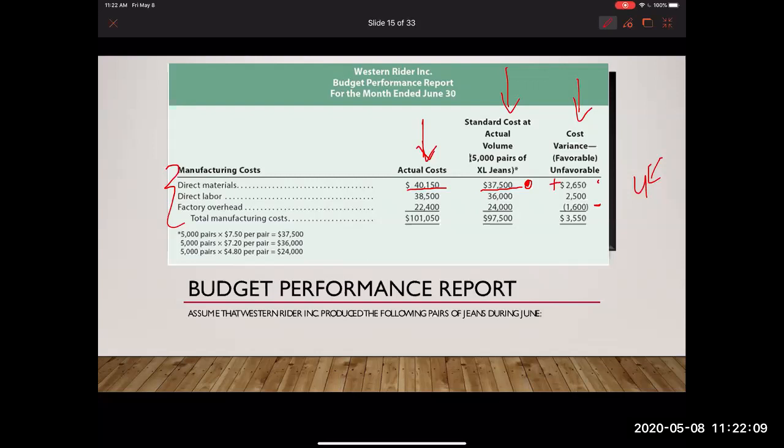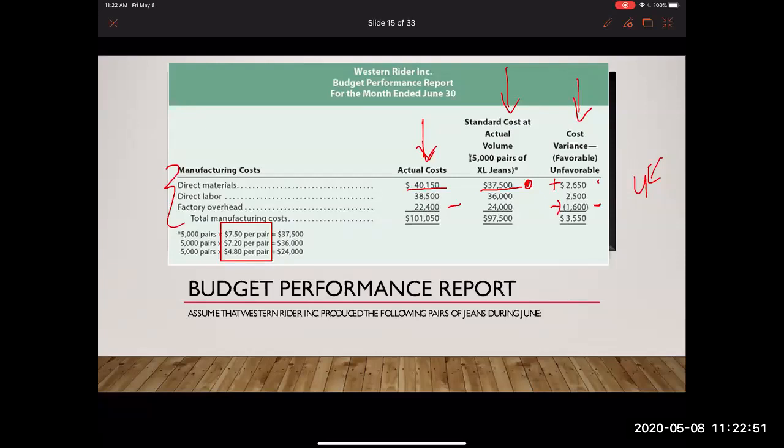Next, last but not least, we have factory overhead. Just as a reminder, factory overhead includes the supervisor, utilities, property taxes, depreciation, and so forth. Our actual cost for factory overhead was $22,400, and our standard called for $24,000. Therefore, we have a favorable variance because the standard is more than what we actually spent. We have a favorable variance of $1,600, which is denoted here. And as I mentioned before, favorable variances are negative. All right, let's continue.